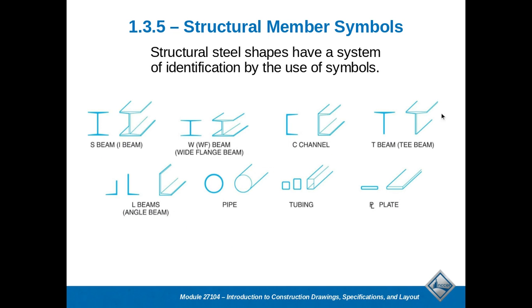Here are some structural steel shapes, and they've got their own symbols. You can see the different types of beams, anything from what we typically call an I-beam, all the way down to what we'll hear called angle iron, which is the common term, to tubing, all the way down to just a steel plate.